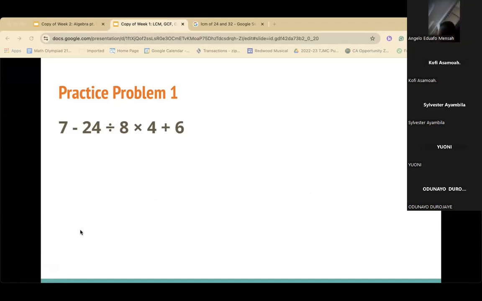Does everyone understand what they're supposed to do? Just solve the problem using PEMDAS and then let me know the answer you get. Okay. We'll go over the answer relatively quickly because the class is almost over and I want to go over what you have for homework.